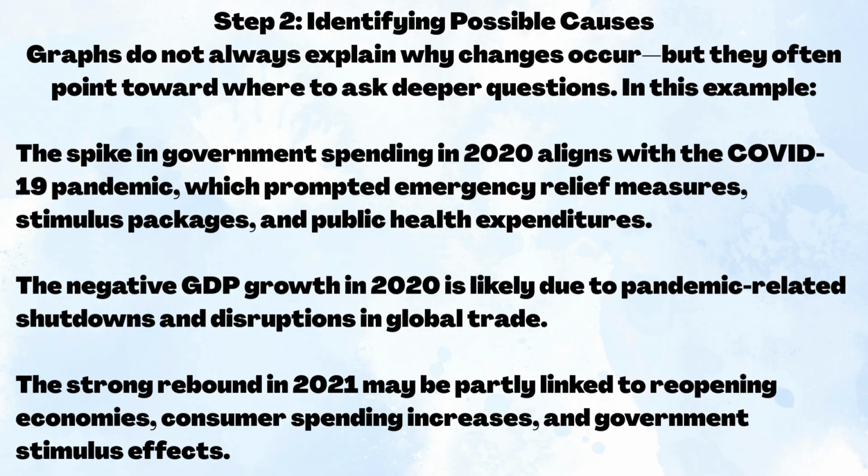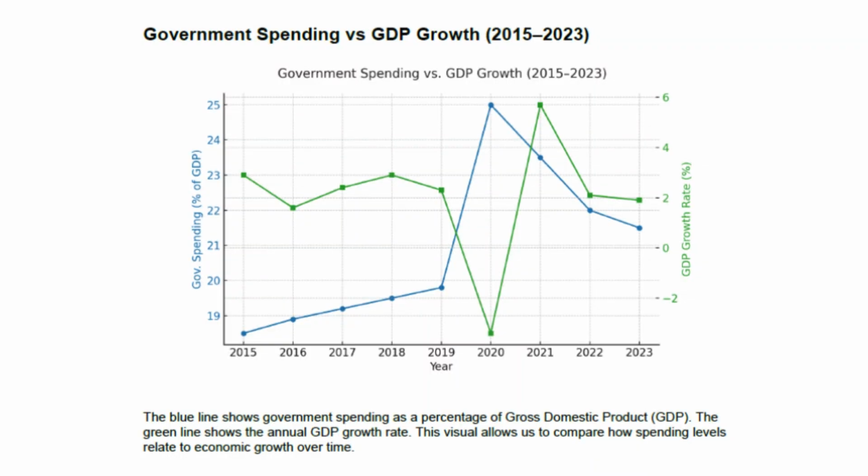Step 2. Identifying possible causes. Graphs do not always explain why changes occur, but they often point toward where to ask deeper questions. In this example, the spike in government spending in 2020 aligns with the COVID-19 pandemic, which prompted emergency relief measures, stimulus packages, and public health expenditures. The negative GDP growth in 2020 is likely due to pandemic-related shutdowns and disruptions in global trade. The strong rebound in 2021 may be partly linked to reopening economies, consumer spending increases, and government stimulus effects.